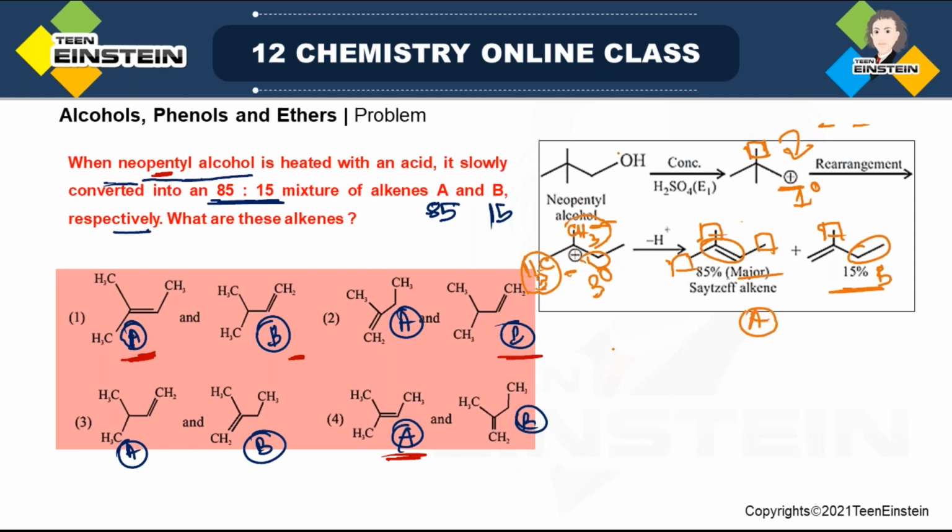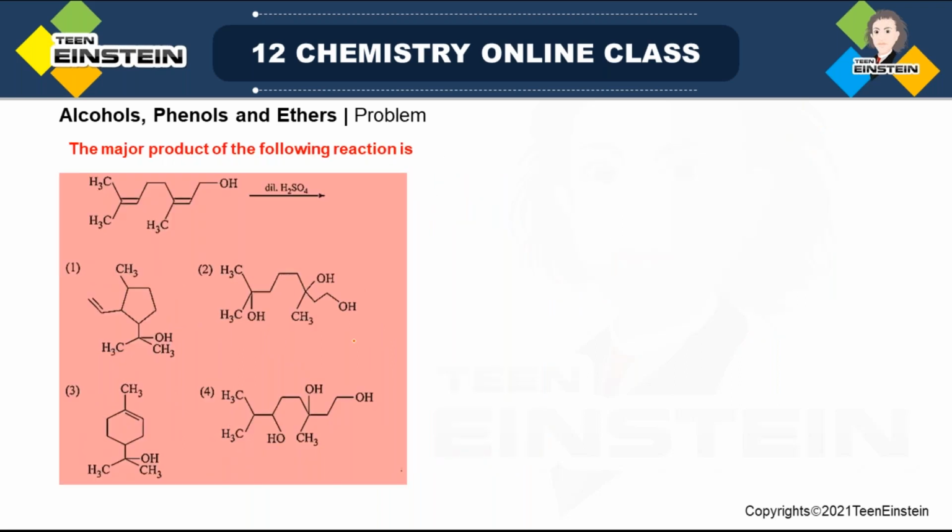Now, if this is the structure of A, you can find it in both option 1 and option 4, but you also have to match B. Now B is matching only in the case of option 4, not in option 1. Okay, so that is why the last one will be the correct option for A and B.